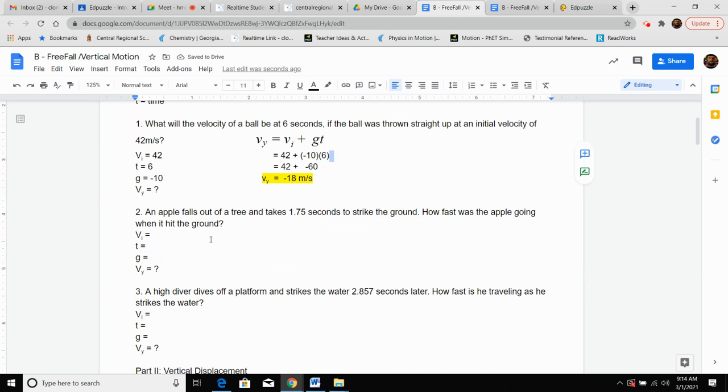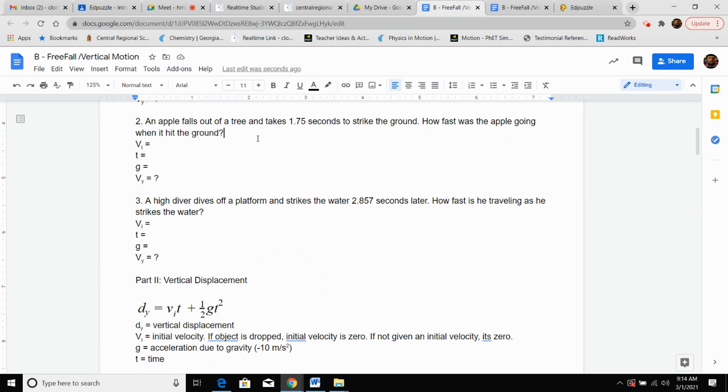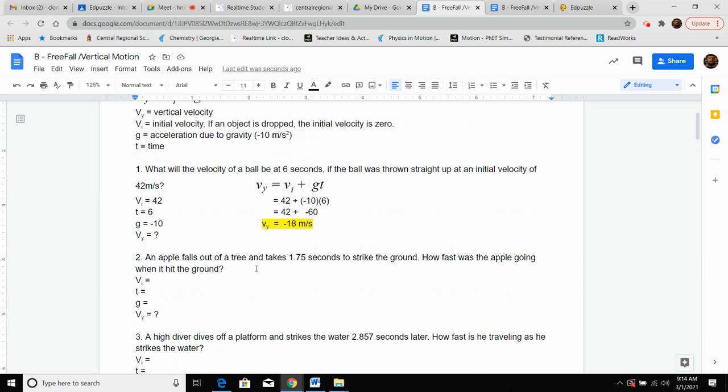All right, the second one. When an apple falls out of a tree and it takes 1.75 seconds to strike the ground, how fast was it going? So they want to know how fast it's going as it hits the ground. Well, again, this is the only equation we have. So this is how you guys should do these problems. What was our initial velocity? They don't give it to me in the problem. So if it's dropped, an apple falls out of a tree, if it's dropped, or if they don't tell you what the initial velocity is, the initial velocity is going to be 0.